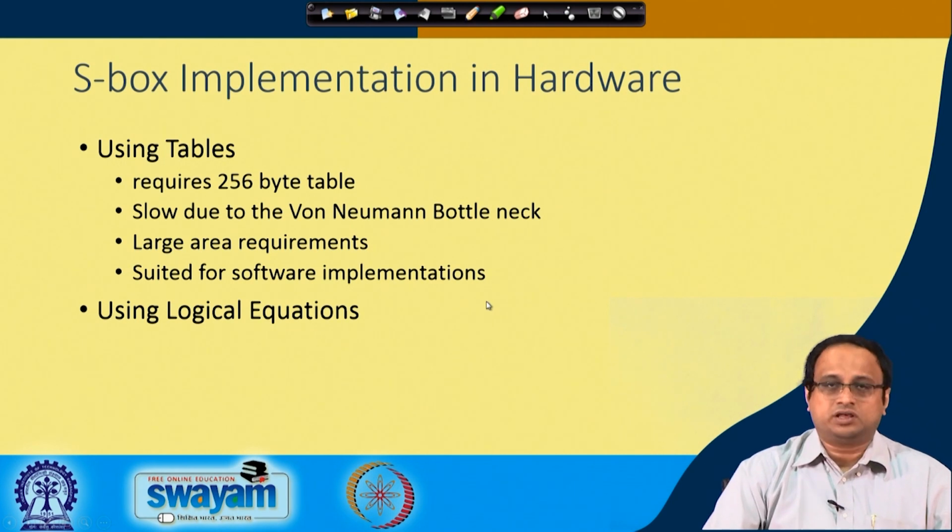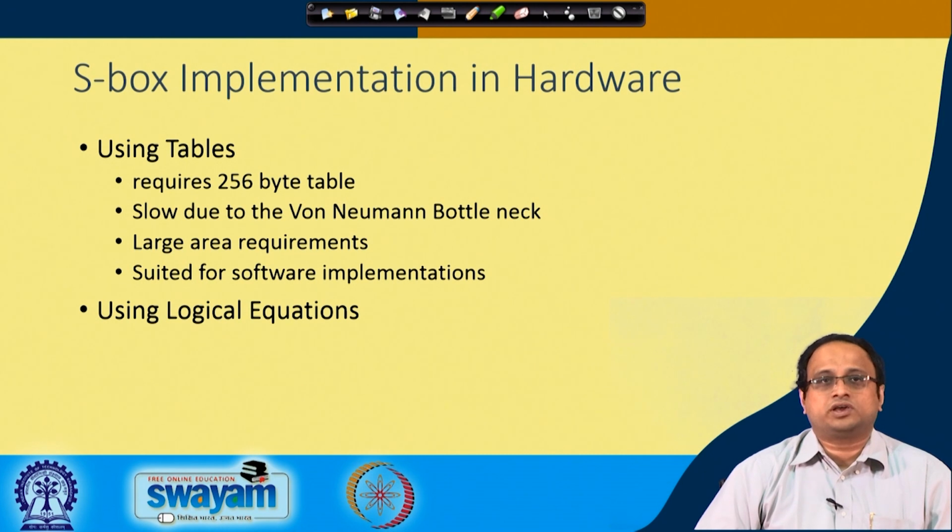The other important layer in AES implementations is the Sbox. As I said, the Sbox is nothing but a lookup table where you are substituting a byte with another byte. One way of implementing it would be by using tables. You would require a 256 byte table, and you can do your implementation by just developing a memory based implementation.